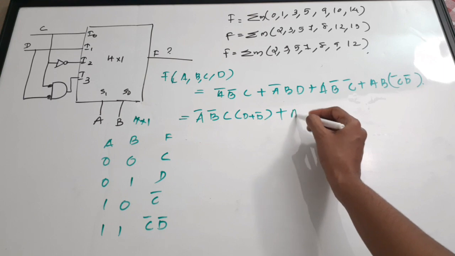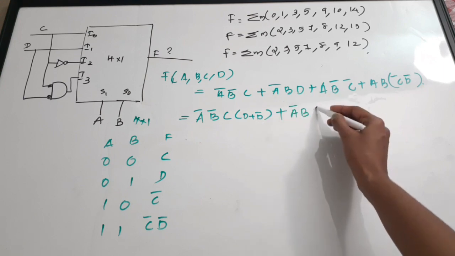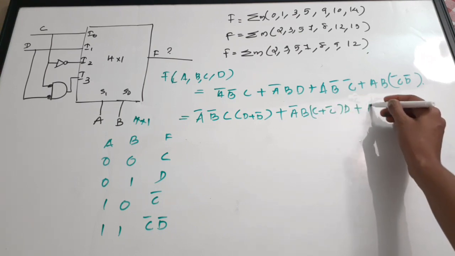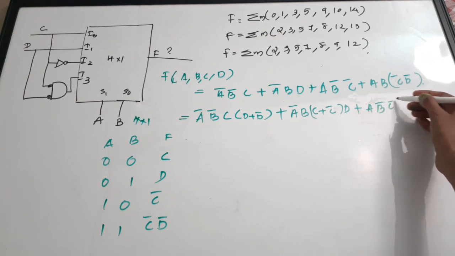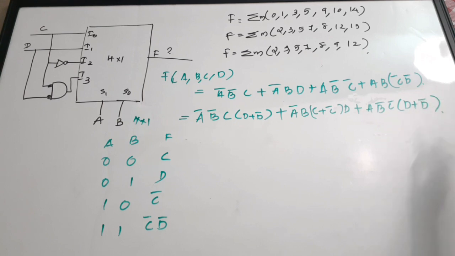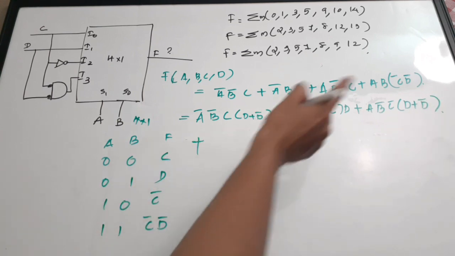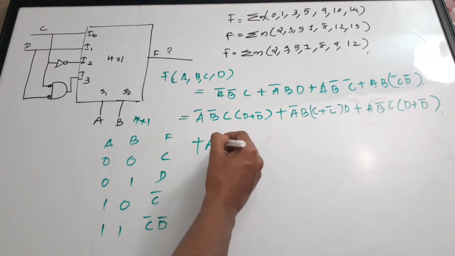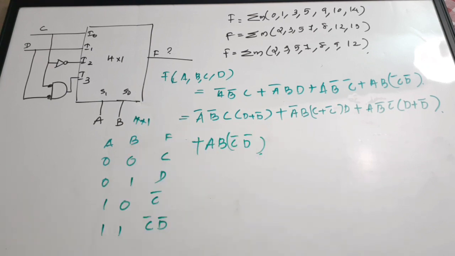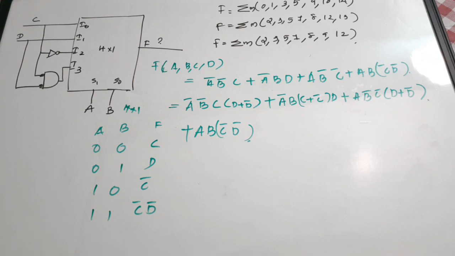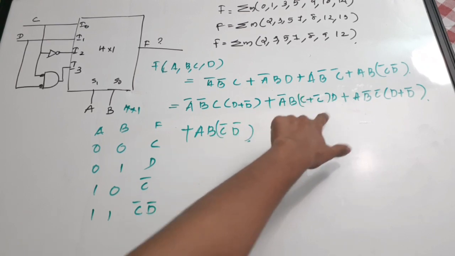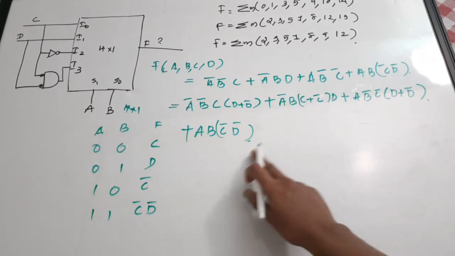Then here A complement B, there is no C term, so we'll put C plus C complement into D, plus A, B complement, C complement. Here also we'll put a D plus D complement. Then the last term, which has all the variables, we'll put as it is: A, B, C bar, D bar. Now we'll try implementing this into a 4 variable K-map. So this is your expression. Actually this was our expression, but we have just introduced D plus D complement and C plus C complement type of terms, to have all variables in all terms.